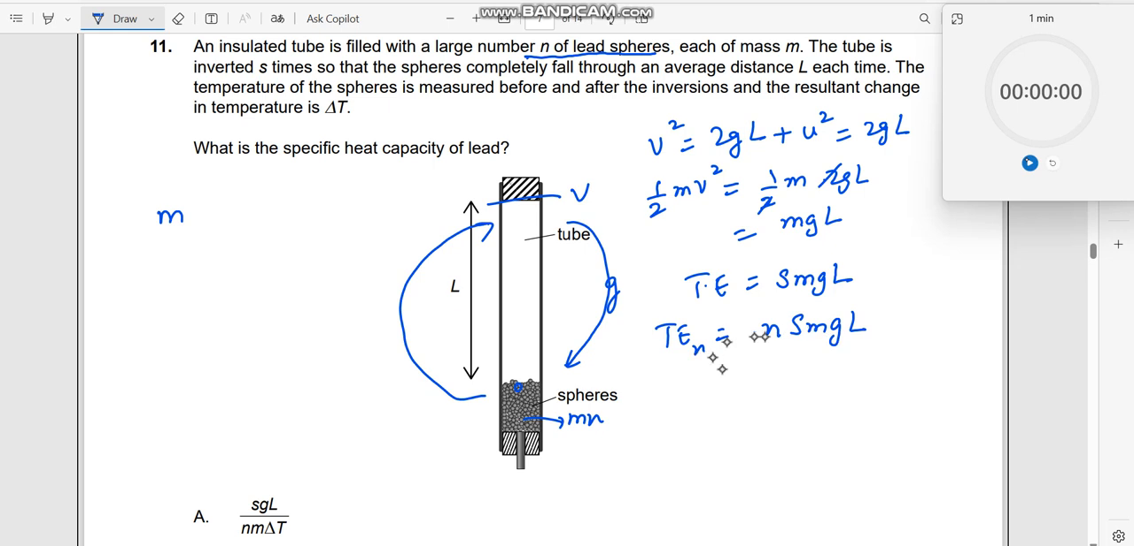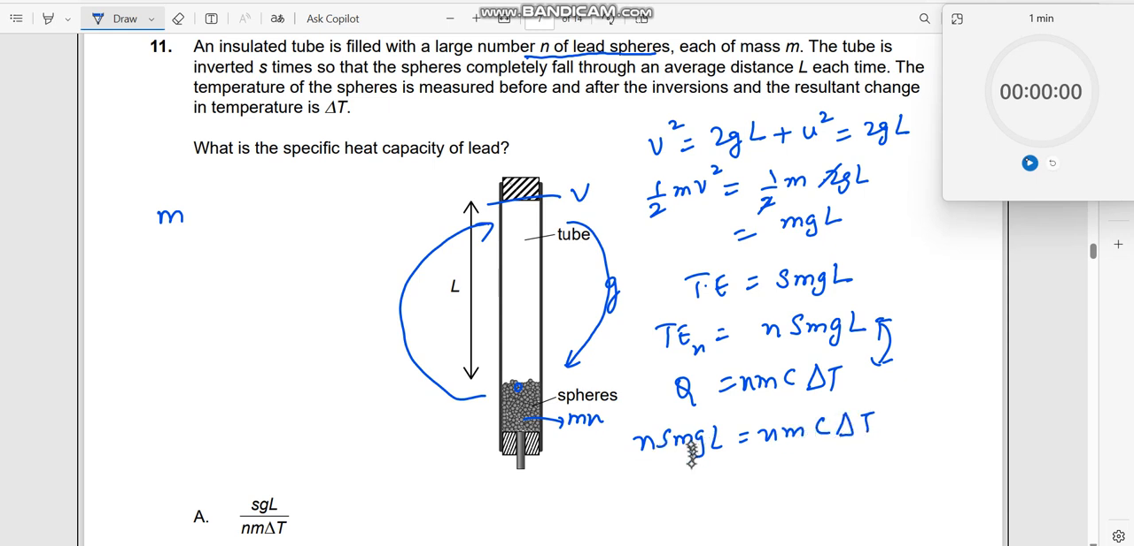Now what does this energy do? It heats up the lead spheres. When you say heating, the energy by which the temperature of the spheres rises is given by Q equals m c delta T. What is this mass? The mass of the whole collection of lead spheres, which is n times m. Now this energy should be equated to the earlier energy, because you got this energy only because of the motion of the spheres. So n s m g L equals n m c delta T, where c is the specific heat.